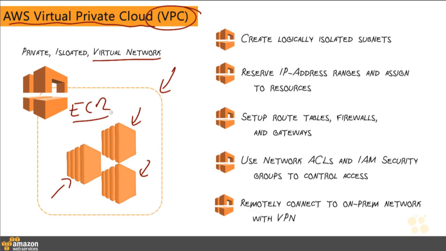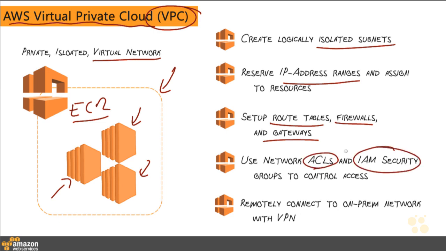VPC offers a lot of power and a lot of flexibility to do a number of different things. First of all, like I mentioned, you create isolated subnets, and then you reserve IP address ranges for those subnets that get assigned to your resources. Your VPCs also allow you to set up things like routing tables, firewalls, and gateways for access to the internet. You can set up network ACLs, access control lists, and security groups in order to control access to the different machines and the different services that are running on these machines.